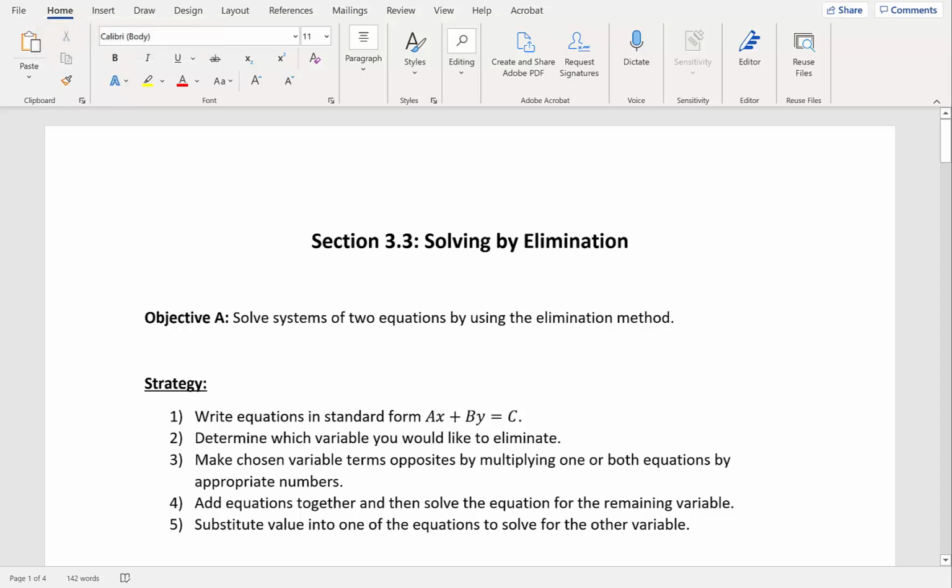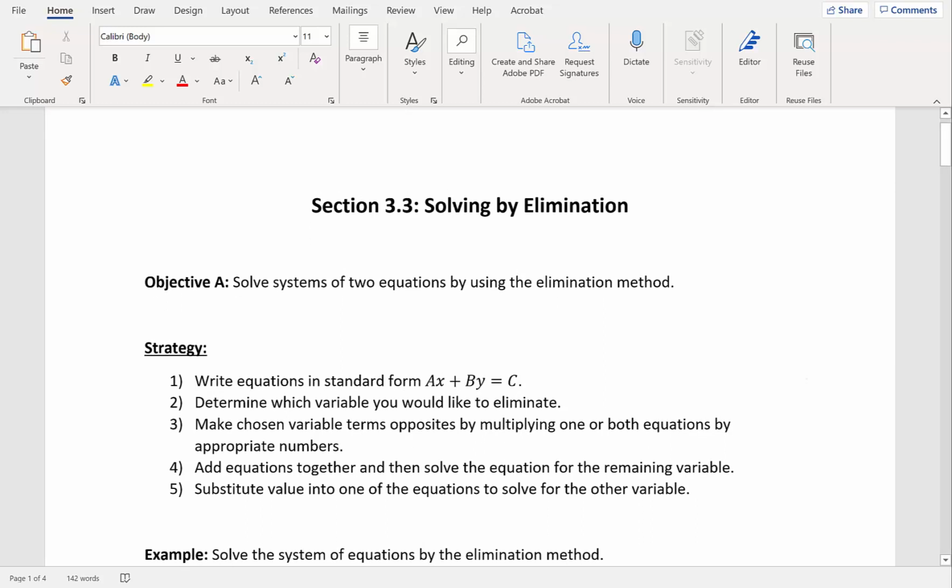In this video, we're going to take a look at section 3.3, which is solving by the elimination method. So in section 3.1, we saw the graphing method. Section 3.2 is the substitution method. And now section 3.3 is the elimination method. Our objective in this section is to solve systems of equations by using the elimination method. It's the same type of problems that we've seen before, but we're just going to take a look at a different method for solving them.